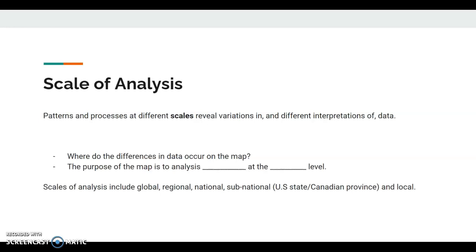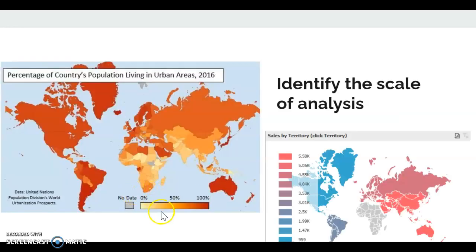At what level? So the sentence I always share with students, and I think is a good way to answer both scale and scale of analysis, is to say something like the purpose of the map is to analyze blank at the blank level, meaning to analyze what scale, so which part of the world, at what level. Hopefully that makes sense. All right, so scale of analysis can be the same types of things as scale, things like global, regional, national, subnational, and local. But essentially, we're looking at where do we see differences in terms of the data.